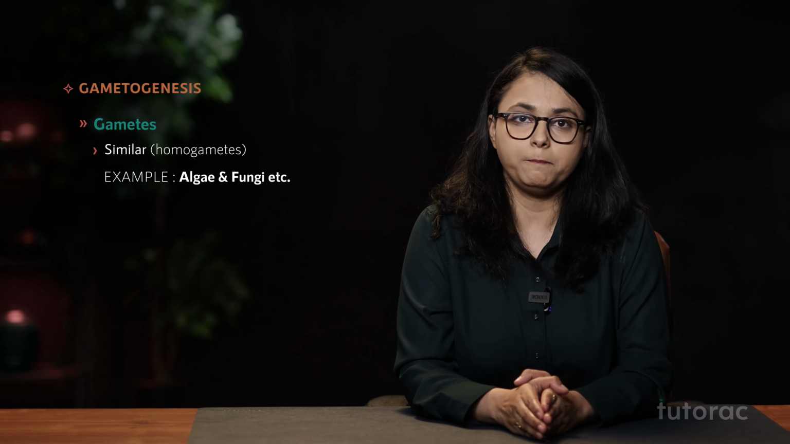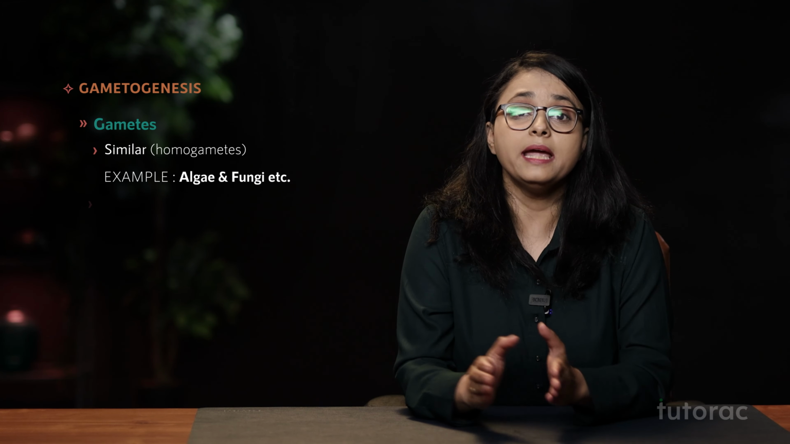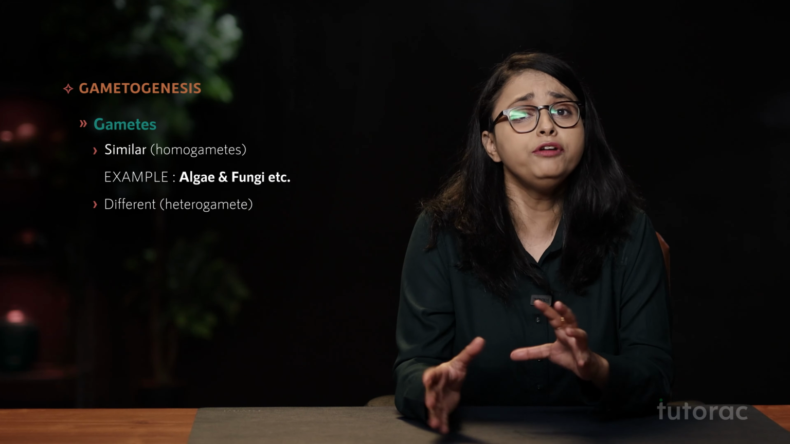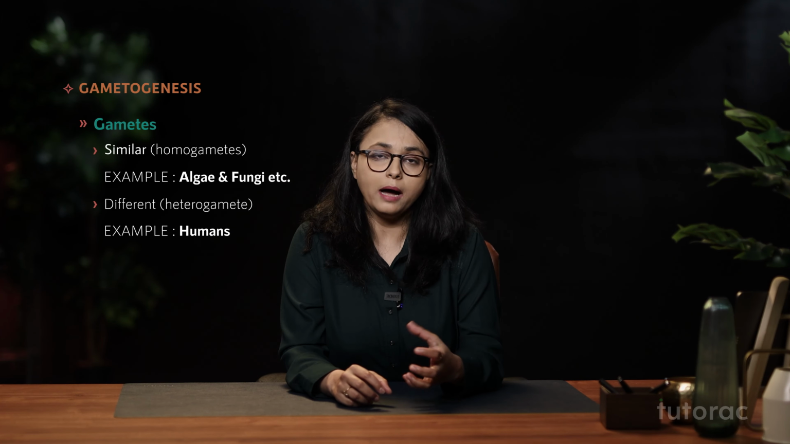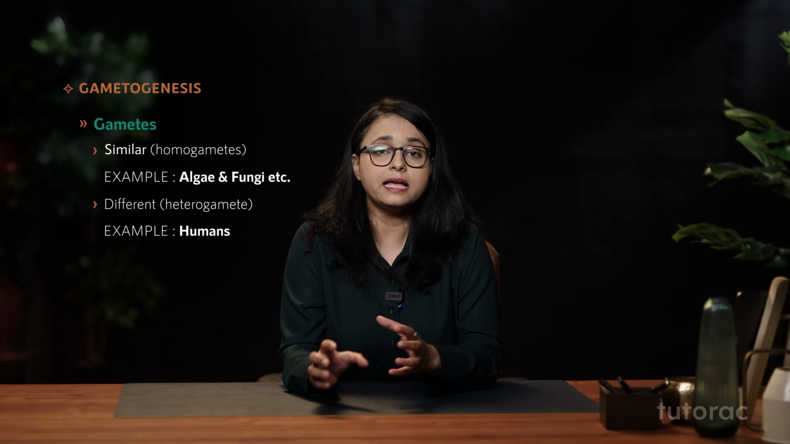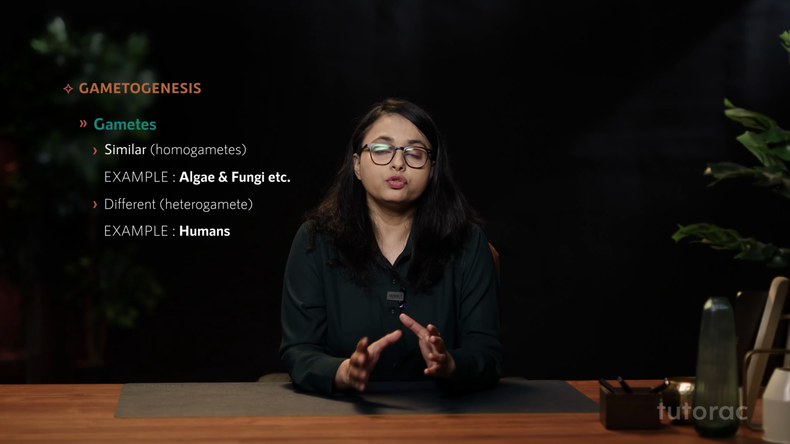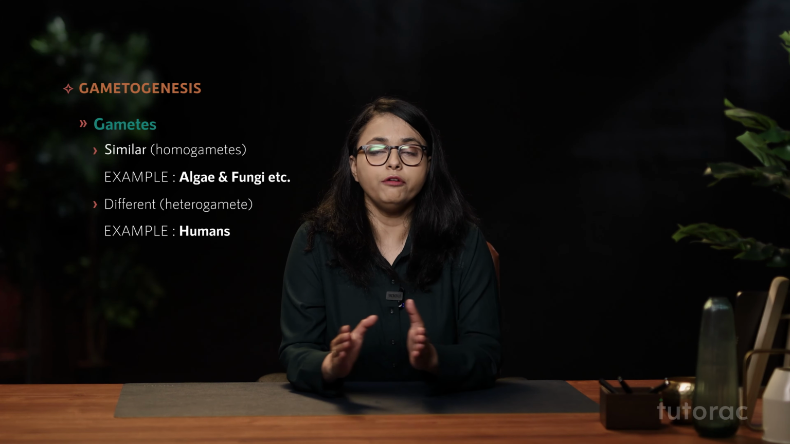Now these gametes can be similar, in which case they are known as homogametes. As we have already discussed, this can be seen in algae and fungi. The gametes can also be heterogametes, which are of different sizes. This can be seen in humans like us. The ovum, the egg, is larger in size as compared to the sperm. So this was all about the formation of gametes.